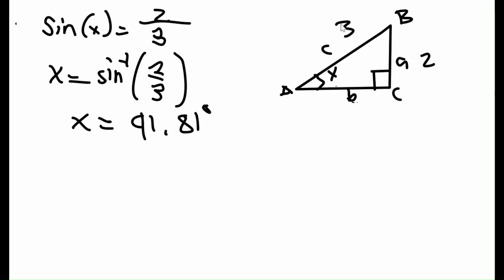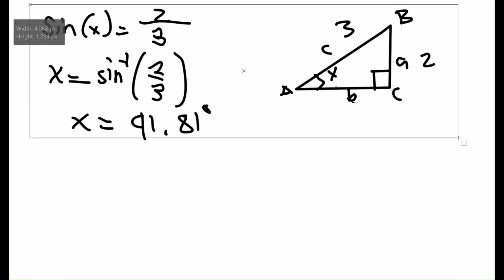So you can use this way. It just depends on which side is present. And you will be able to get the missing pieces. So let's move on into finding the area of a right triangle.